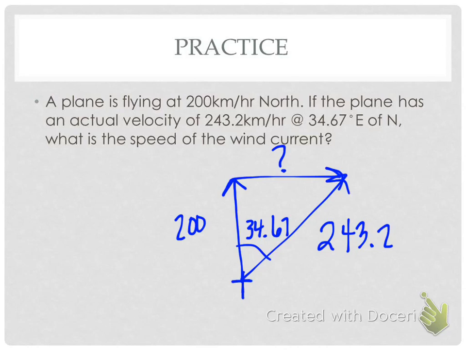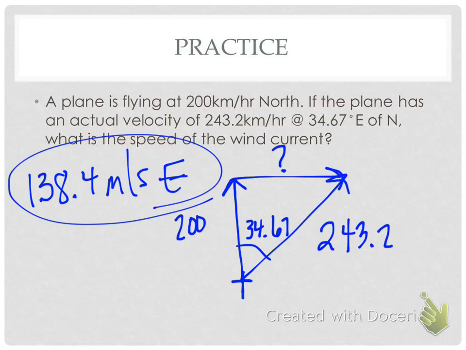Because that's east of north, so make sure you're drawing it east of north. Did everyone's diagram look like this? Hopefully? Good. I had about 138.4 meters per second. What's our direction here? Due east. Wait, isn't it kilometers per hour? Kilometers per hour, I'm sorry. All right, very good.